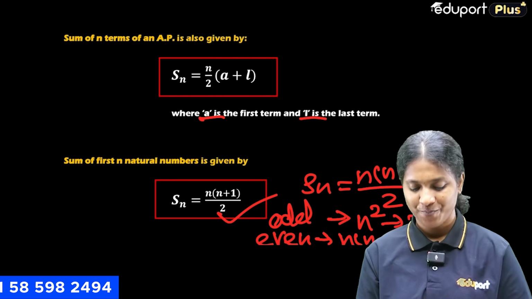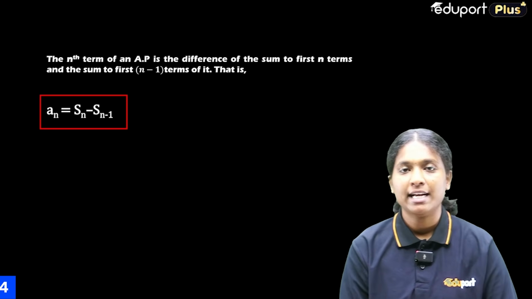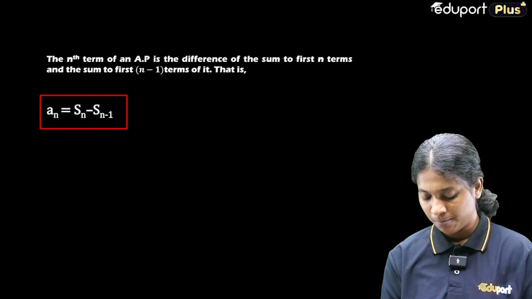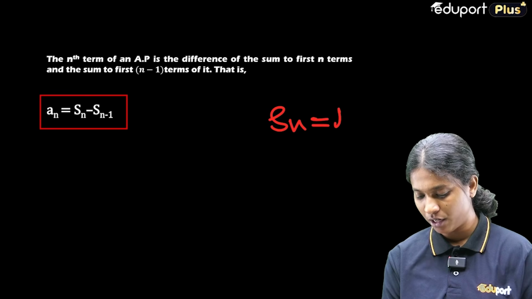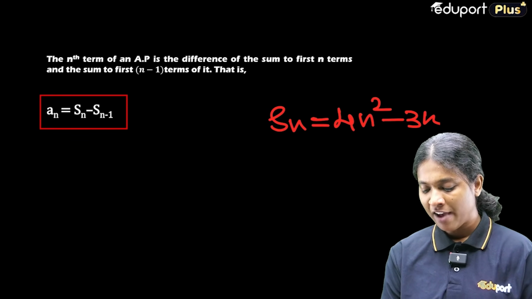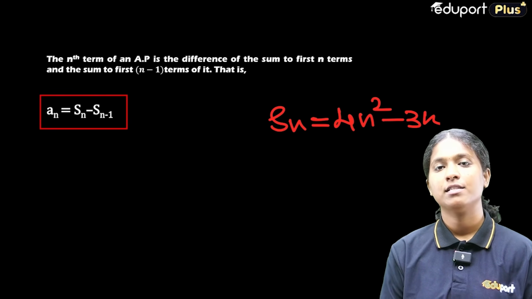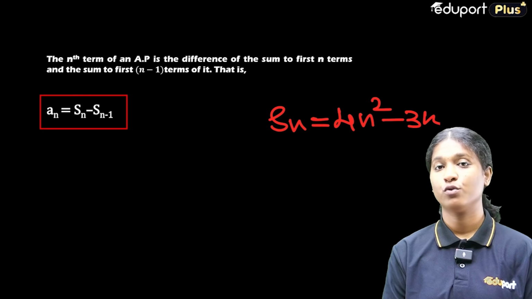So, note it down. Now, this is also very important, as you may have seen questions where the sum of terms is given as 4n square minus 3n, and you are asked to find the first term, second term, common difference, and to find the AP. These types of questions come.